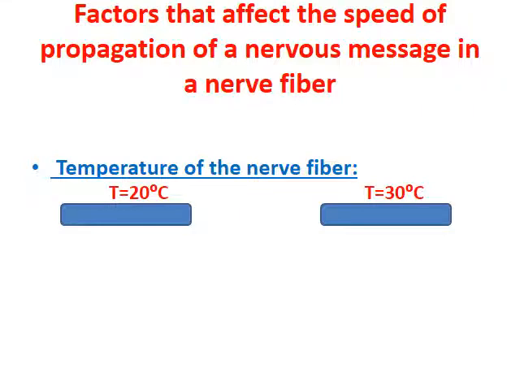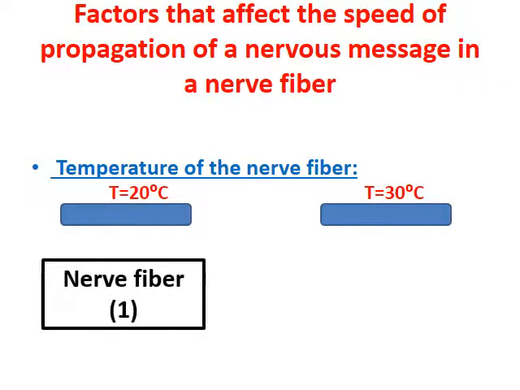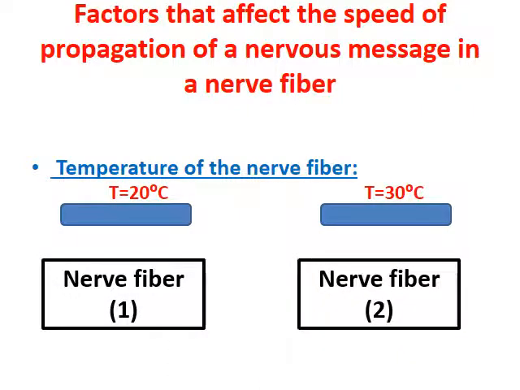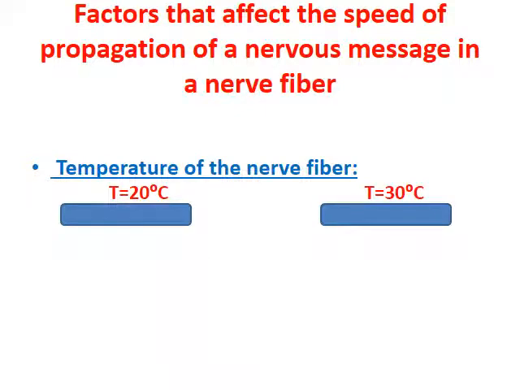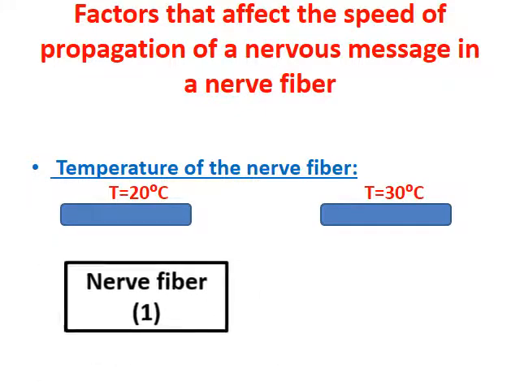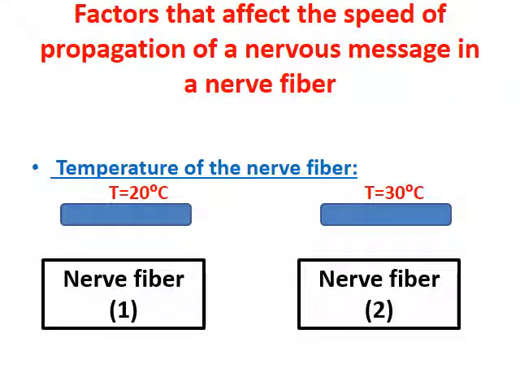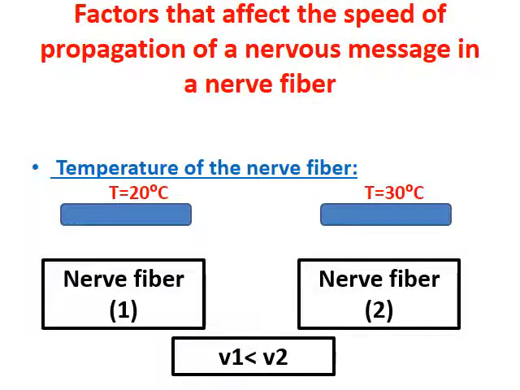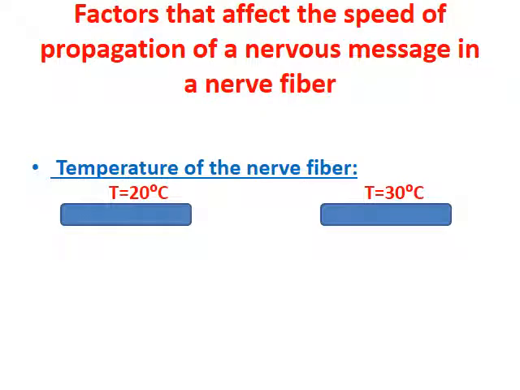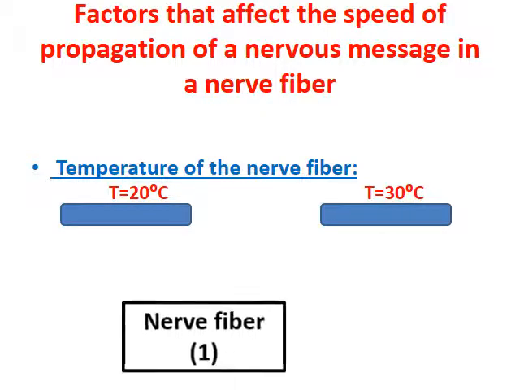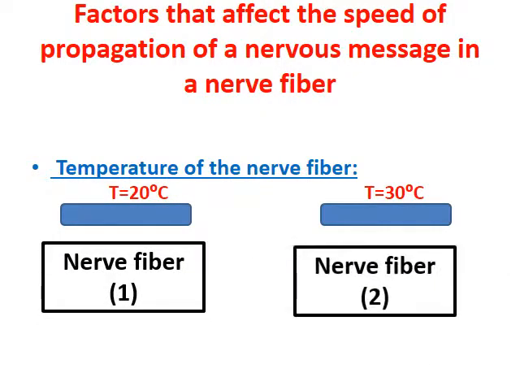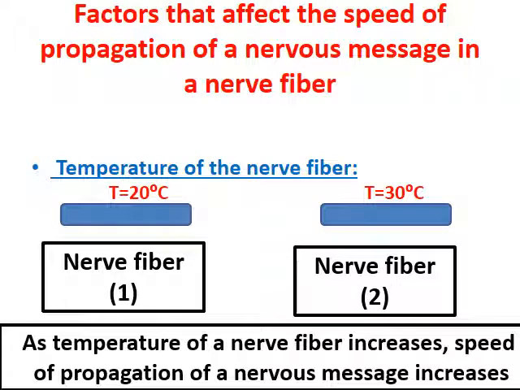T1 equals 20, T2 equals 30 degrees Celsius, nerve fiber 1, nerve fiber 2. T1 is less than T2. That means that T2 is going to be the strongest one and will have the strongest velocity. V2 is greater than V1. So as the temperature of a nerve fiber increases, the speed of propagation of the nervous message will increase.